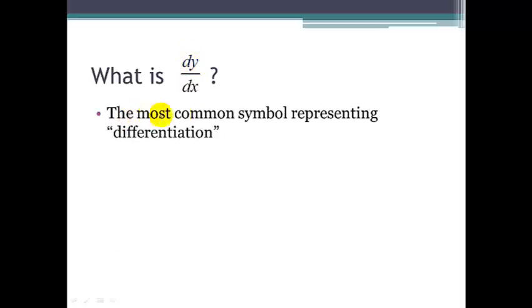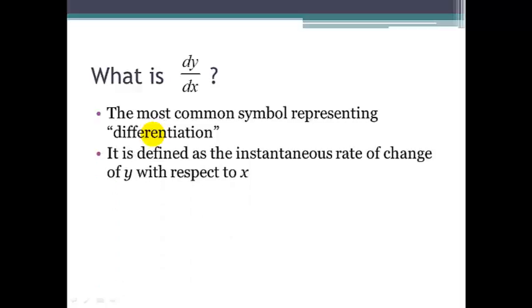When you do differentiation, you'll come across this symbol very often. So what exactly does dy/dx mean? Now this is the most common symbol representing differentiation, but of course there are other symbols representing differentiation as well. We will talk about that later. What it basically says is, it is defined as the instantaneous rate of change of y with respect to x. Now notice y is at the top, x at the bottom. So it tells you how y changes with respect to x.